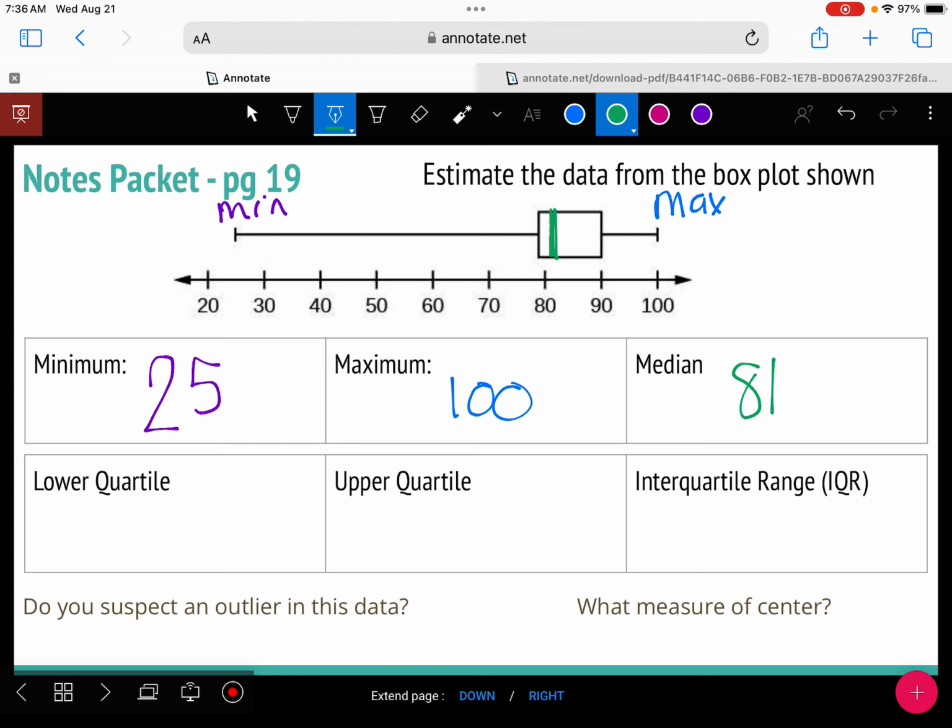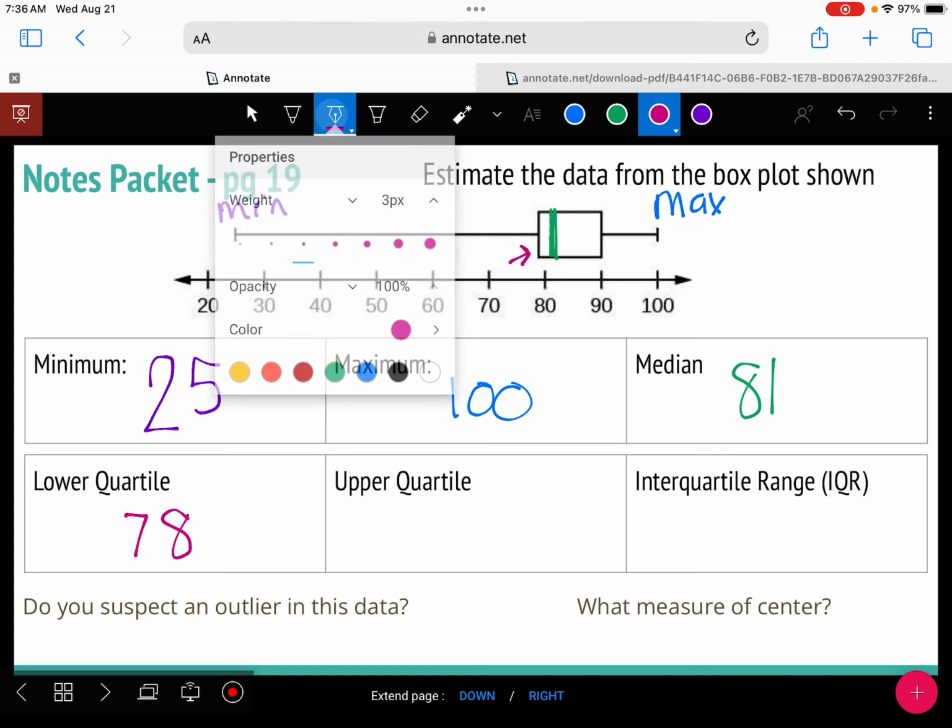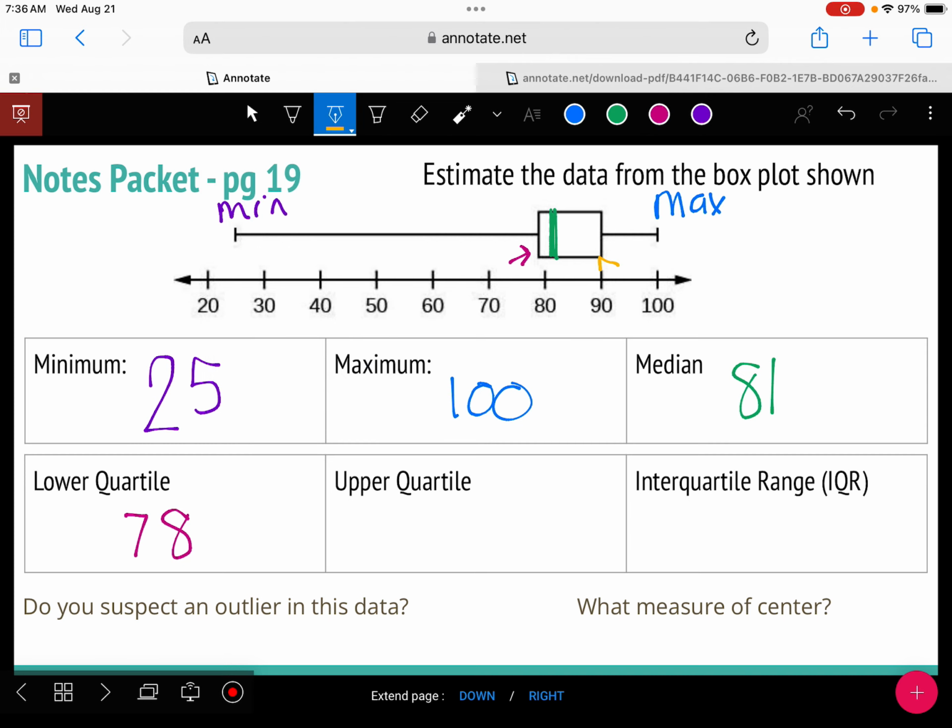So then let's do our quartiles. Our lower quartile. 78, 79, somewhere around there. It's the edge of the box. I'll put 78. I heard that one first. I heard 79 louder, but I heard 78 first. Upper quartile. 89, 90, somewhere in that vicinity, right? Right there.